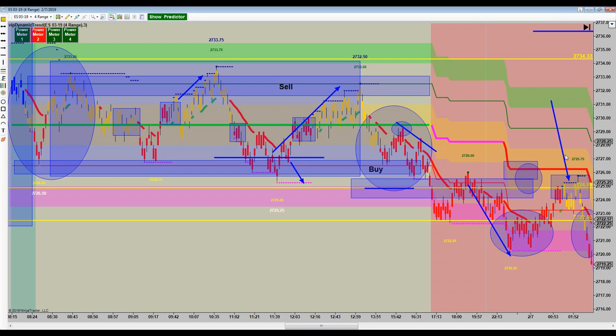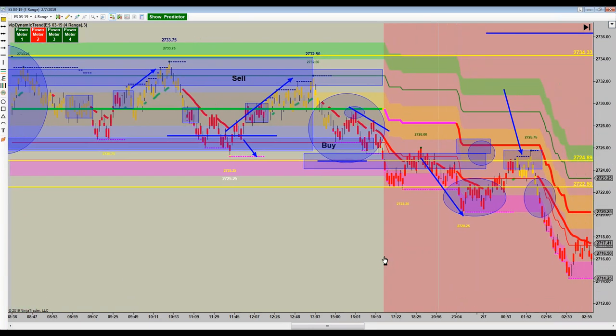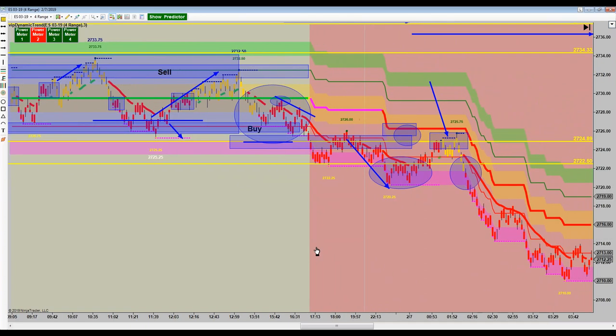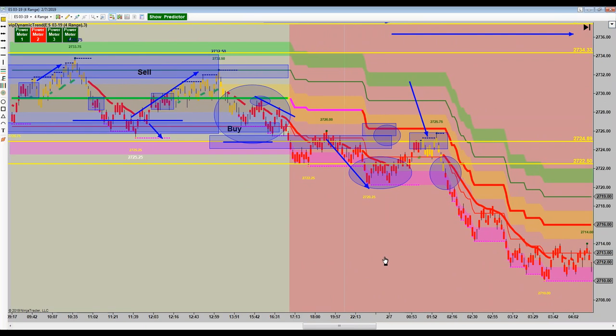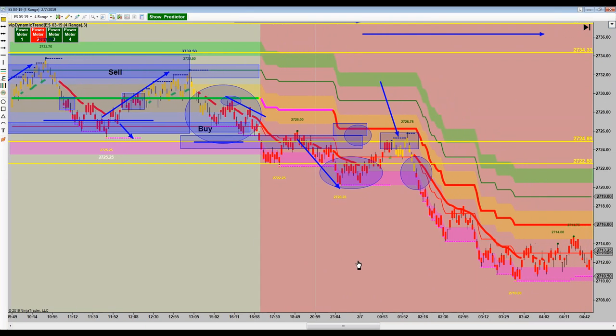Now, here we are at 2 o'clock in the morning. Let me fast forward this. You can see that that turned out to be a beautiful trade, right? Let's talk about how much money this trade made. Let's use some quick round numbers just to give you some perspective on what you could have made taking that short. So you got filled there, and you got out, I don't know, here. And so the meat of the trade was this.